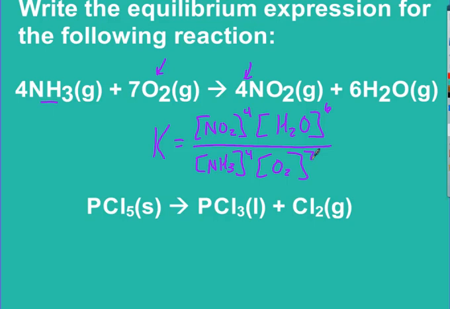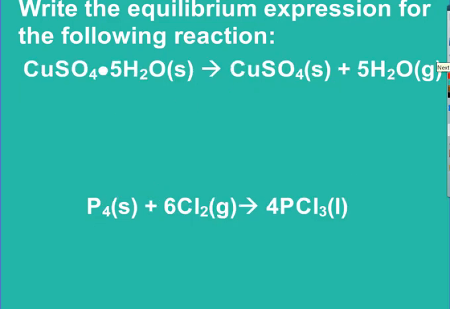Let's do one more together. For the second one, remember step one is to cross out all solids and liquids. Well, that's a solid, that's a liquid. So K is equal to chlorine. And that's to the first power, so it's just K is equal to my chlorine concentration. Also, always double check that your equation is balanced. All right, go ahead and pause the video and solve these last two on your own. Restart when you have your answers.